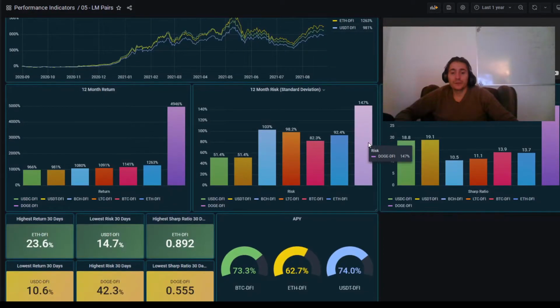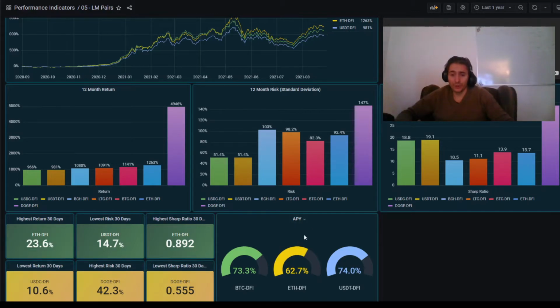So all of this was rather long-term investment, last 12 months. Maybe you're also interested in short-term facts. Then up here, this helps to get an idea. You see the liquidity pair that had the highest return in the last 30 days and the lowest risk and the highest Sharpe ratio. And here, more or less, the losers are displayed with the lowest return and the highest risk and the lowest Sharpe ratio.